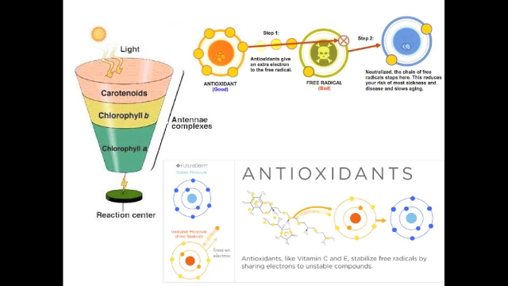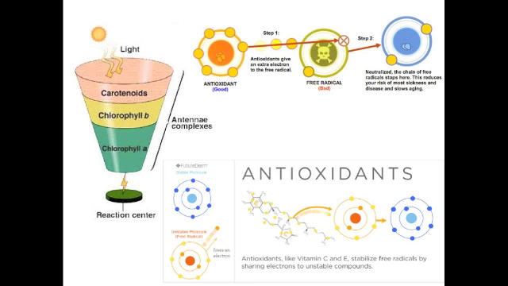So in this diagram, we can see that the carotenoids, chlorophyll B and chlorophyll A, all work to try to capture as much light as they can and bring those excited electrons to something called the reaction center to start the reaction of making ATP and generating NADPH.